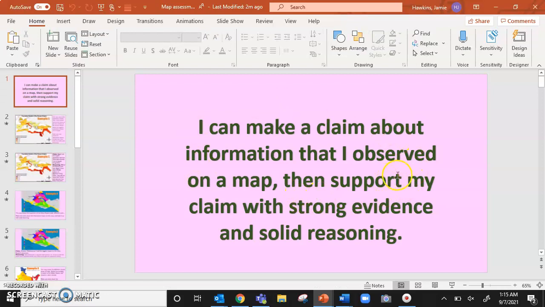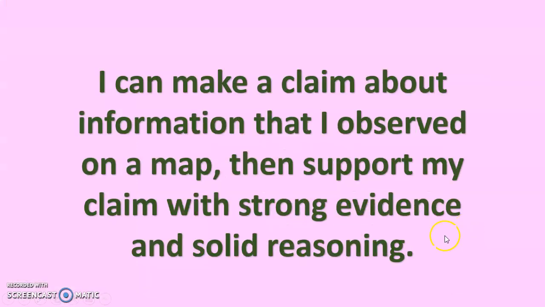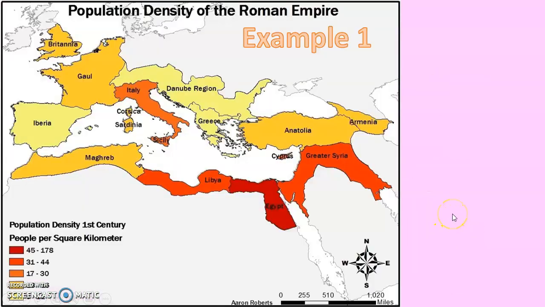So it has opened and we have our objective. Follow along with me as we read our objective. I can make a claim about information that I observed on a map, then support my claim with strong evidence and solid reasoning. Let's go through 3 examples together.